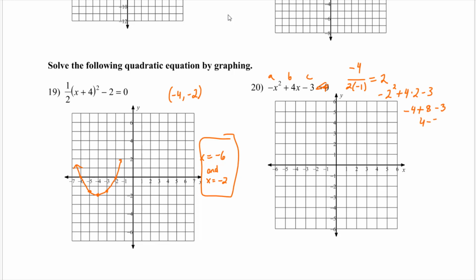So this is 4 minus 3, which is 1. So over 2 up 1. And then this is opening down because of the -1 in front, but it's not being vertically stretched. So we're going to go down 1 and out 1. And then down 4 and out 2. This goes through at 1 and 3.